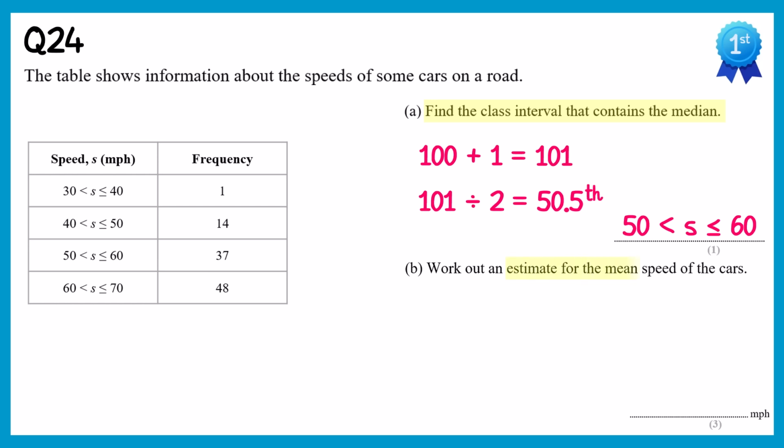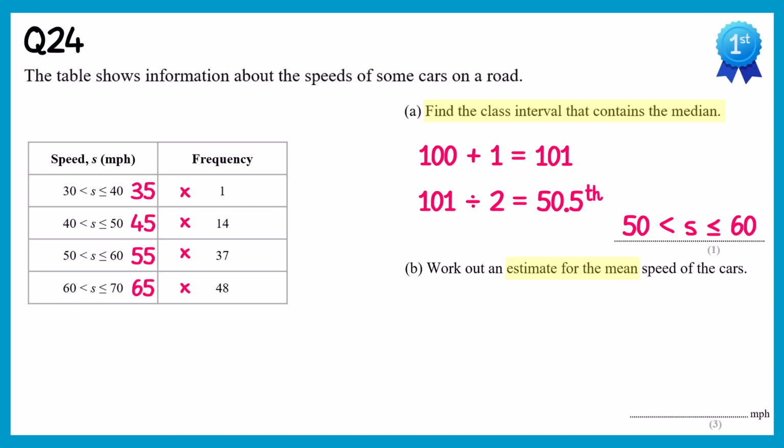cars. To do this, we're going to need to use the midpoints. For the first group, the speeds are between 30 and 40. The midpoint of 30 and 40 is 35. In the next group, it's from 40 to 50, and the midpoint is 45. And the midpoints for the next two groups are 55 and 65. We then multiply the midpoints by the frequencies.